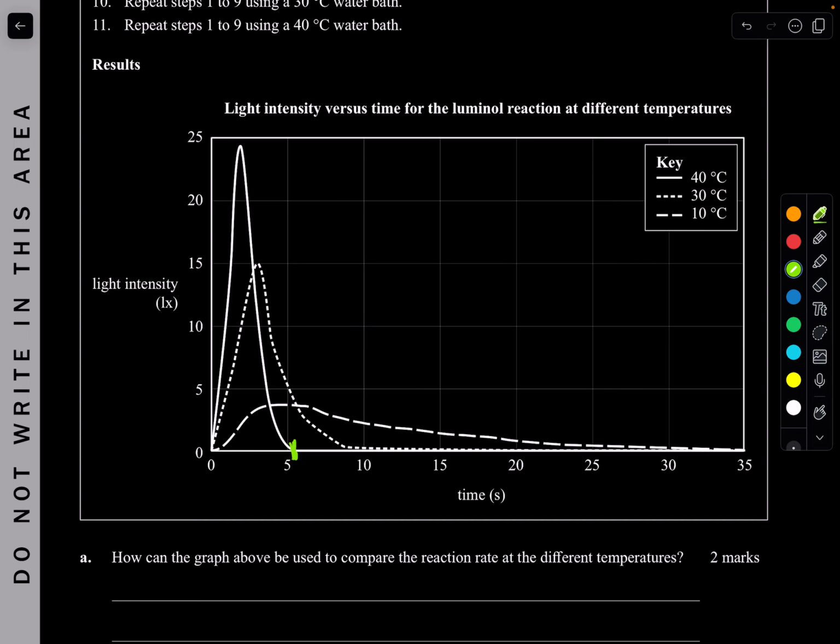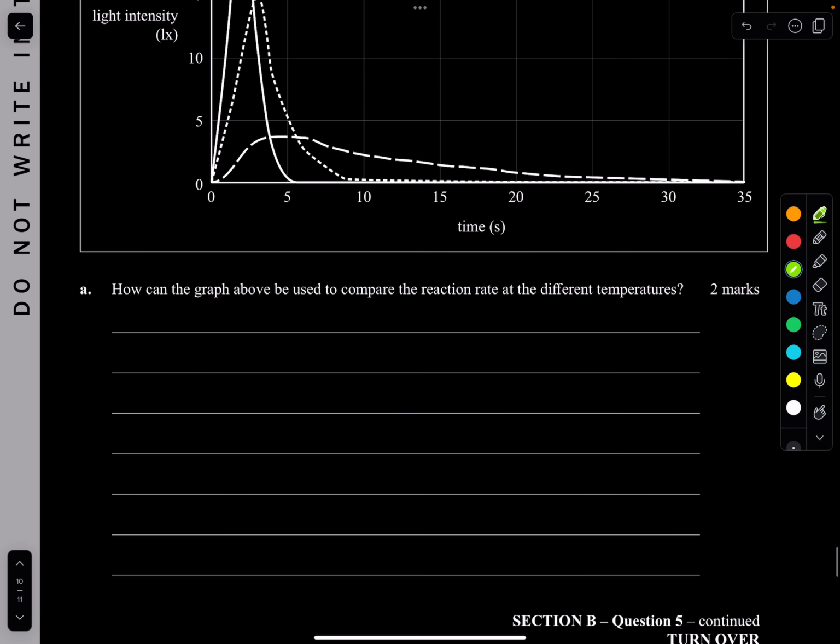And we can see also the 30 degree one finishes at around 10 seconds, whereas the 10 degree one, of course, takes 35 seconds to come to completion. Easy. That makes sense, of course, because remember, temperature increases reaction rate. How can the graph above be used to compare the reaction rate at different temperatures?